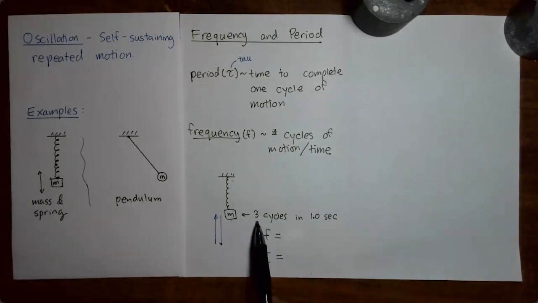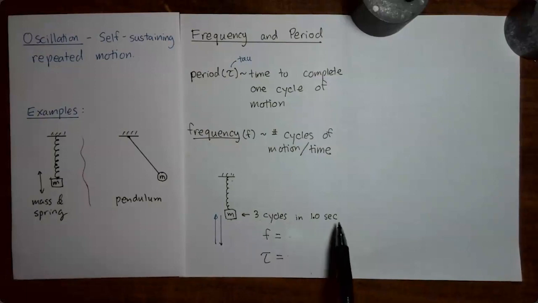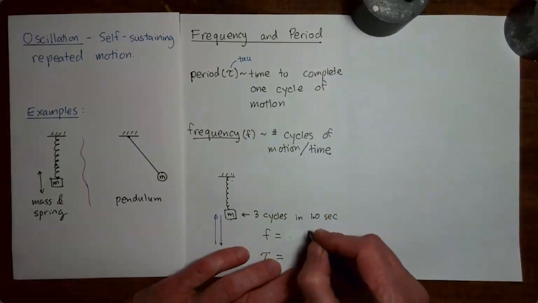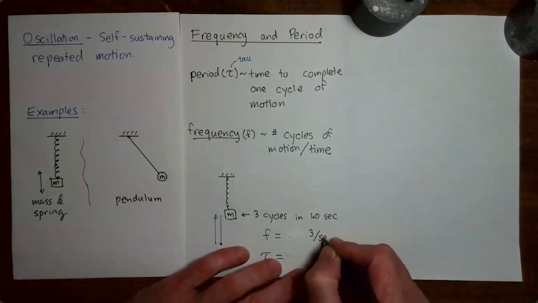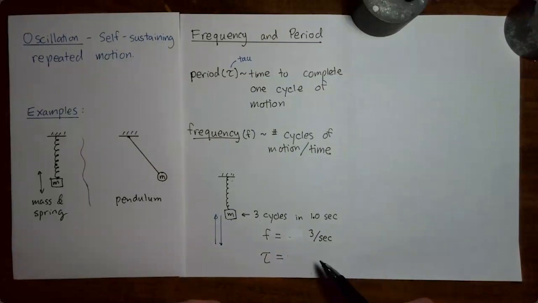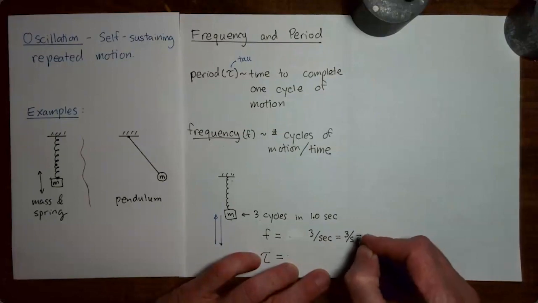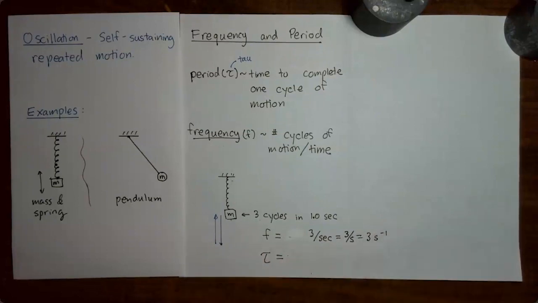Well, if the mass completes 3 cycles of motion in 1 second, then the frequency, which is cycles of motion per time, would be 3 cycles per second. And normally, we would not write out the word cycles. We would just say 3 per second like that, or 3 over seconds like that, or 3 times seconds to the minus 1. So that frequency of 3 cycles per second can be written in any of those ways. You would generally not include the word cycles.